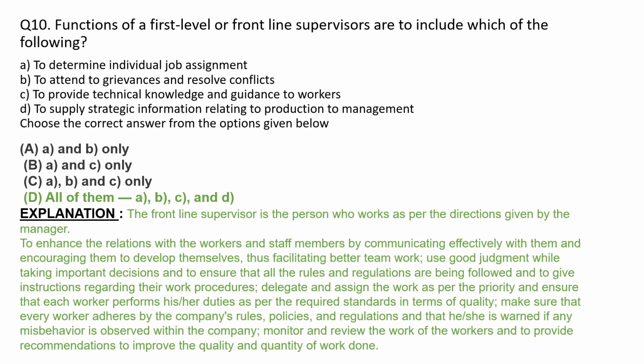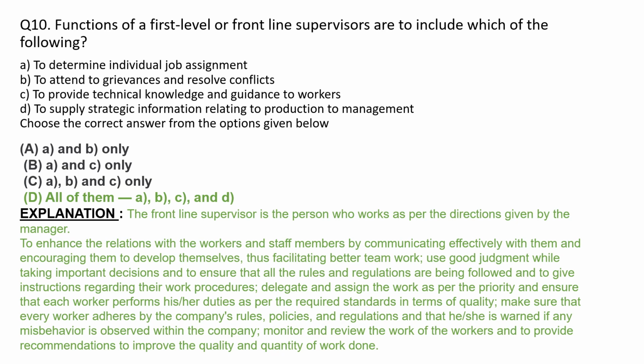So the next question: functions of a first level or frontline supervisor include which of the following? The options are: to determine individual job assignment, to attend to grievances and resolve the conflicts, to provide technical knowledge and guidance to workers, and to supply strategic information relating to production to management. So we have to choose the correct option. The options given are A and B only, A and C only, A, B and C only, or all of them, that is all the 4.